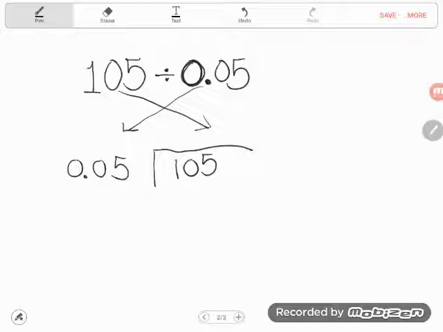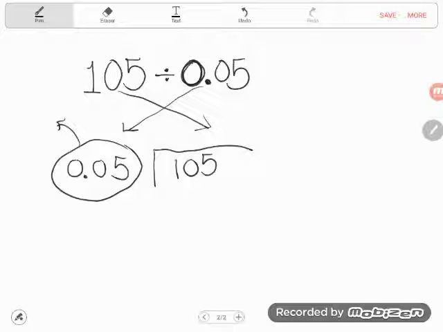Now, what you need to watch out for is this number right here. When you're dividing by a decimal, it is tricky to do. I mean, I suppose you could do it, but what a challenge to try to figure out how many times 0.05 goes into 105. Think about how many nickels there are in $105. If you wanted to make $105 out of nickels alone, it would be a lot of nickels.